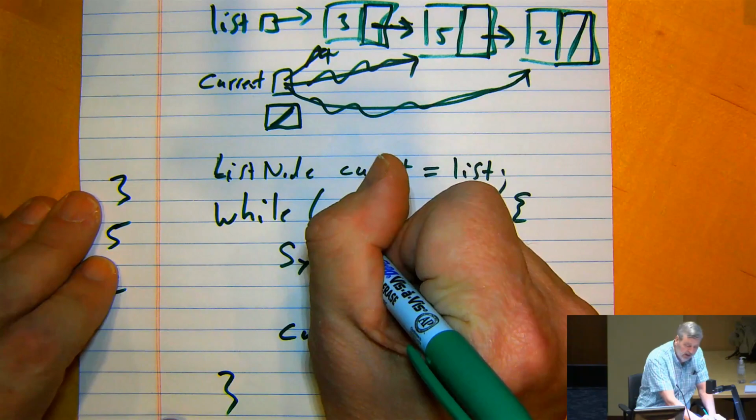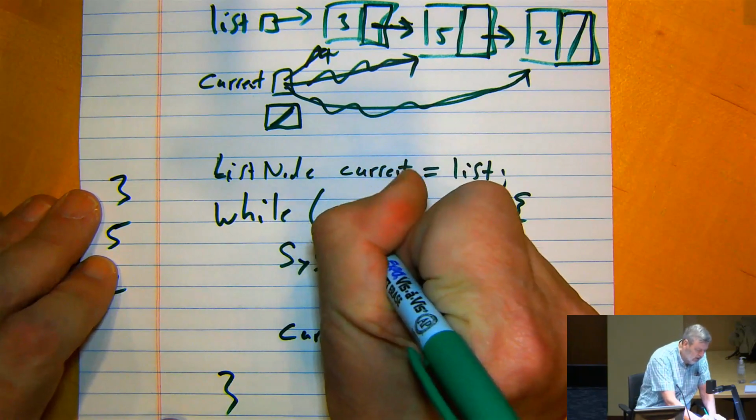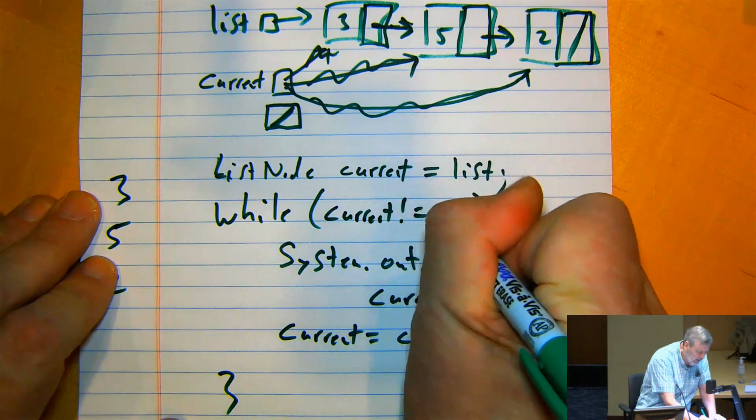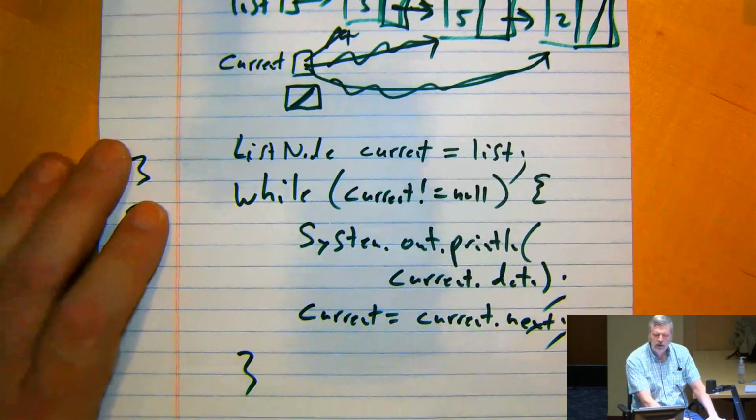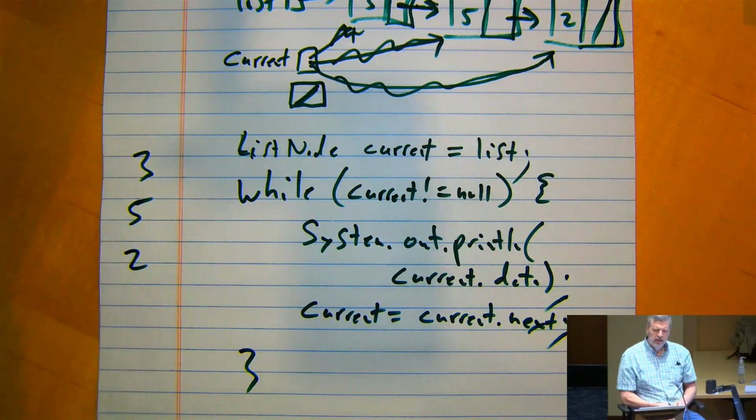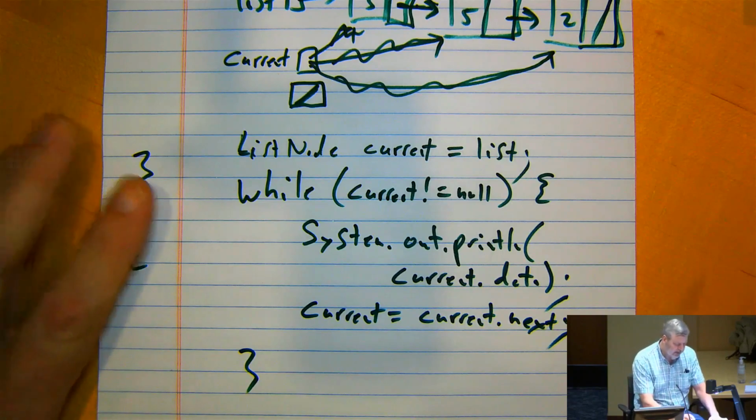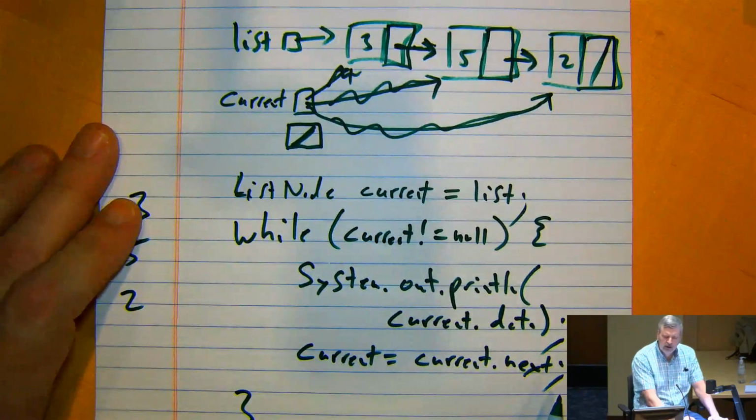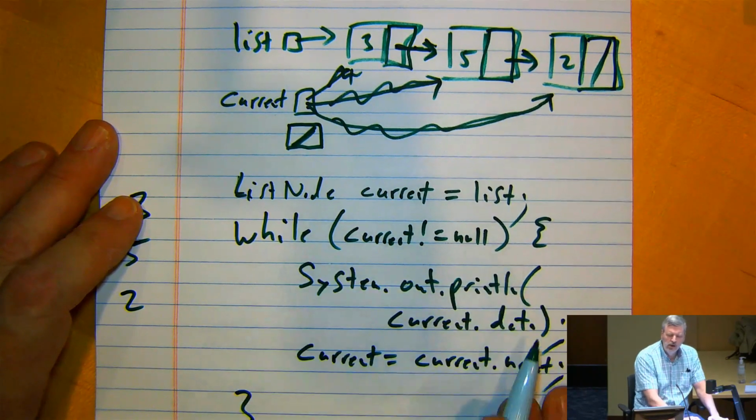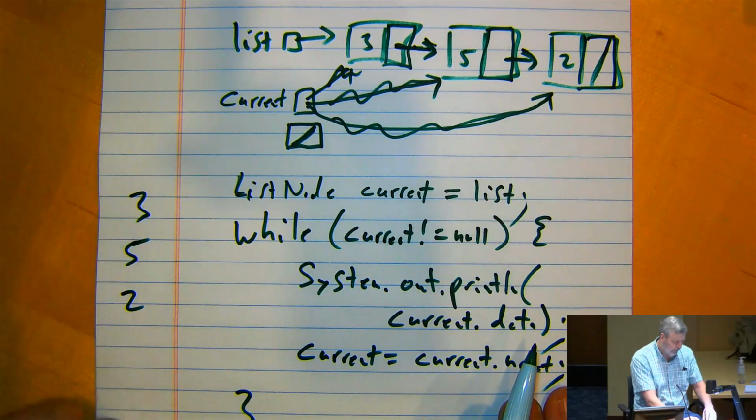We want to do it in the other cases, but not in this case. So we could say while current is not equal to null. So while we haven't reached the point where current is null, we'll do the println of current.data, and we'll do current gets current.next. So this is a simple example of a list traversal using linked lists. This is a kind of standard code that you're going to get used to.